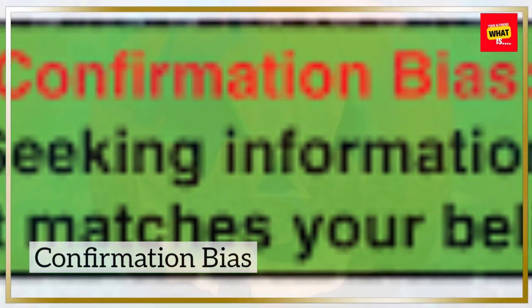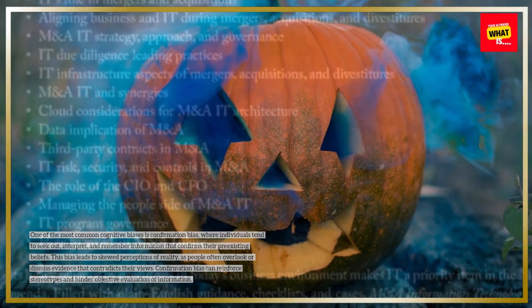Confirmation bias. One of the most common cognitive biases is confirmation bias, where individuals tend to seek out, interpret, and remember information that confirms their pre-existing beliefs. This bias leads to skewed perceptions of reality, as people often overlook or dismiss evidence that contradicts their views. Confirmation bias can reinforce stereotypes and hinder objective evaluation of information.